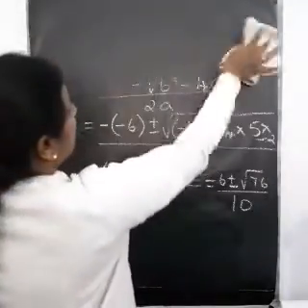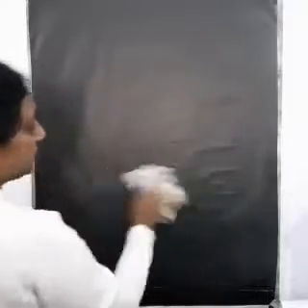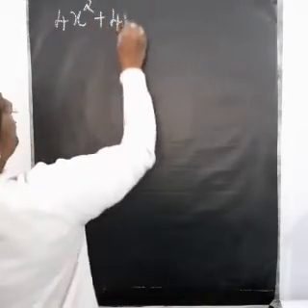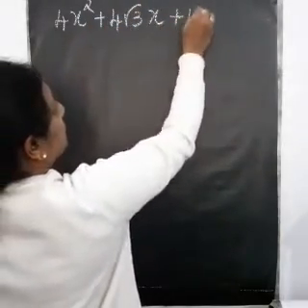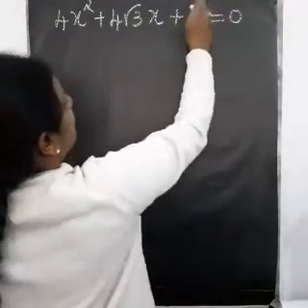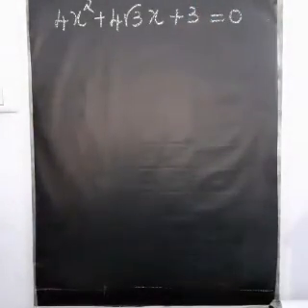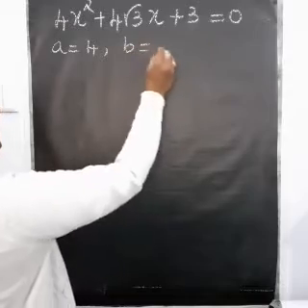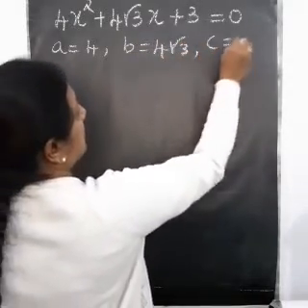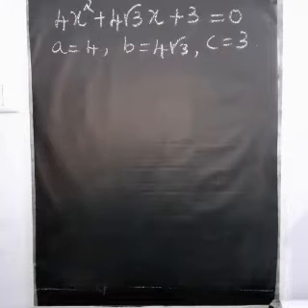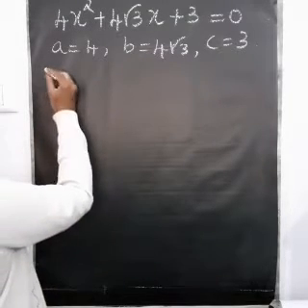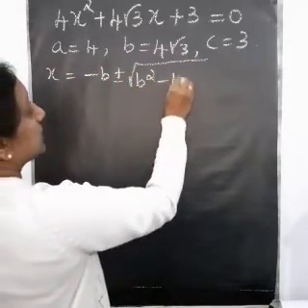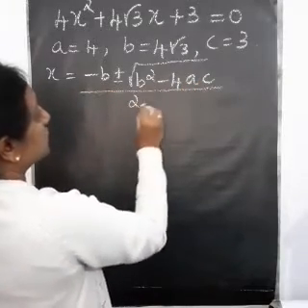Another example. Let us say that you have 4x squared plus 4 root 3x plus 3 equal to 0. Now what is my a here? A is equal to 4, b is equal to 4 root 3 and c is equal to 3. Right. Now let us see how we can go about this using the formula x is equal to minus b plus or minus root of b squared minus 4ac divided by 2a.